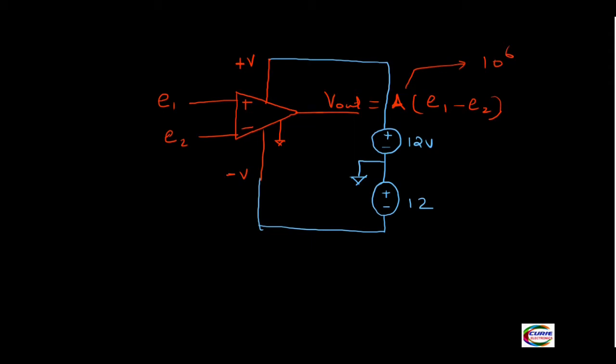One more important key point you have to remember is that the op-amp is a voltage sensing device. That means the current flowing through the input, I, equals zero. The input current is zero.